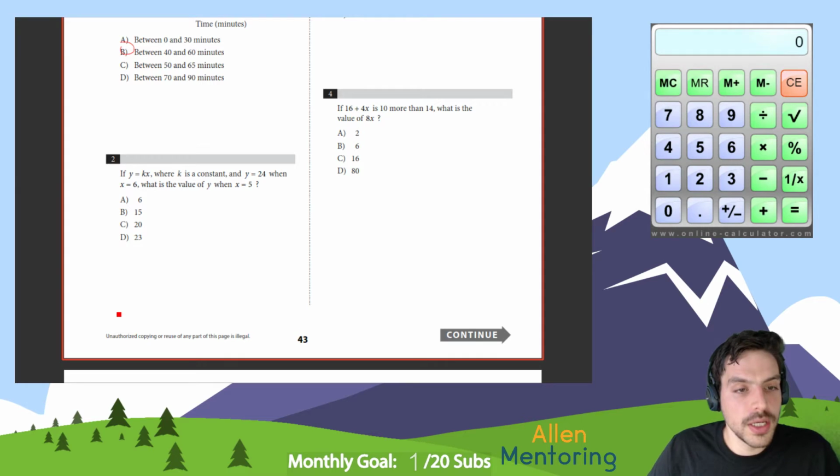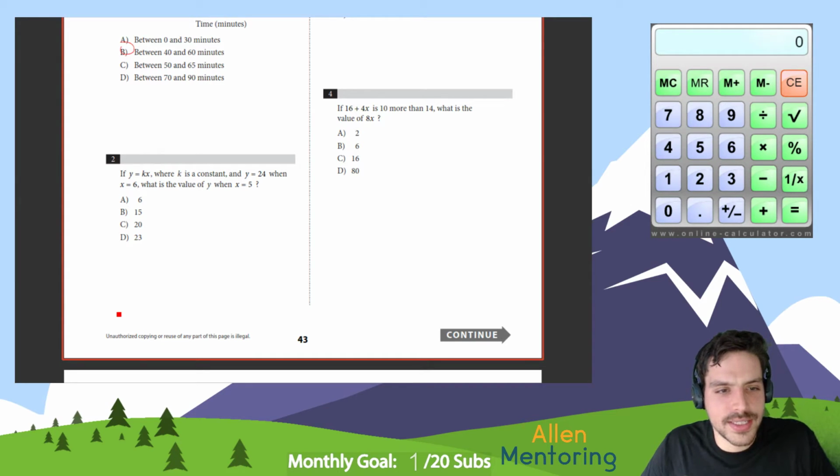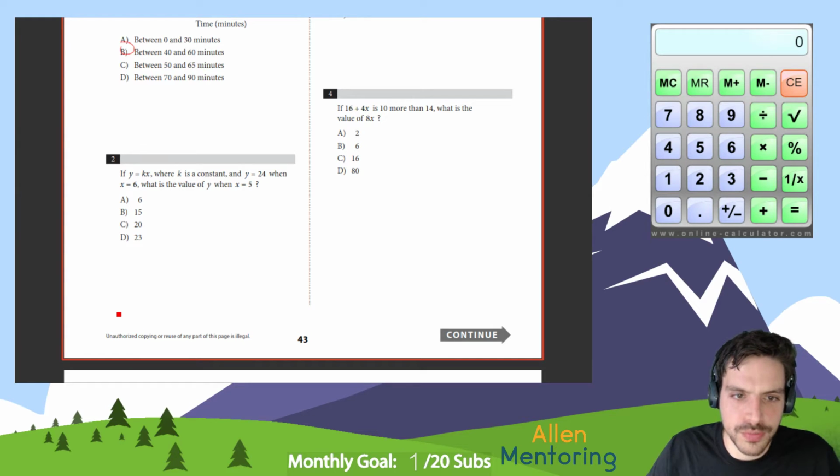Okay, number 2. If y is equal to kx, where k is a constant, and y equals 24 when x is 6, what is the value of y when x is equal to 5?